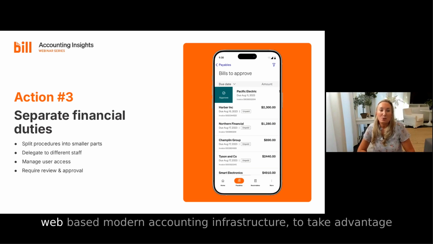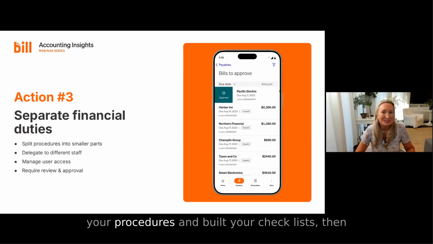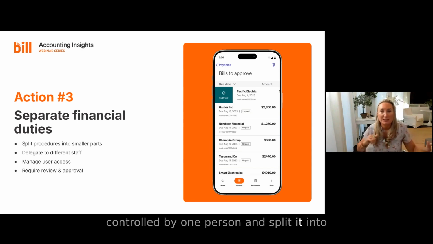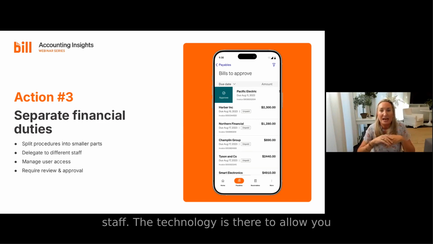Once you've implemented a web-based modern accounting infrastructure to take advantage of technology, and you've documented all of your procedures and built your checklists, then read through every one of those processes and make sure there are no areas that are controlled by one person, and split it into smaller parts. Then you can delegate to different staff. The technology is there to allow you to do that. The permission levels allow you to do that much easier than in the past.